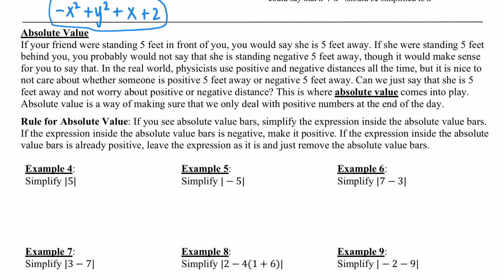So absolute value is a little tool that quickly evaluates a number. If it's positive, great. If you're 7 feet in front of me, then your distance from me, the absolute value of positive seven, is just seven. But if you're 7 feet behind me, I might say your distance is negative seven, but all I care about is that you are 7 feet away. So all absolute value does is look at a number, and if it is negative, it makes it positive.